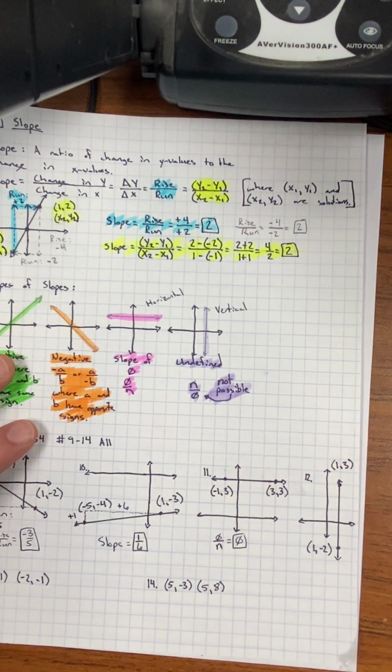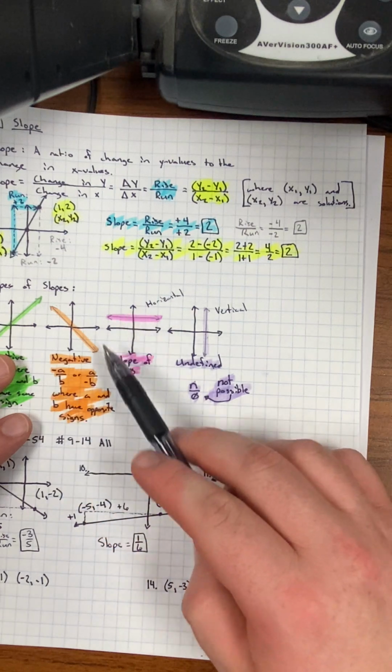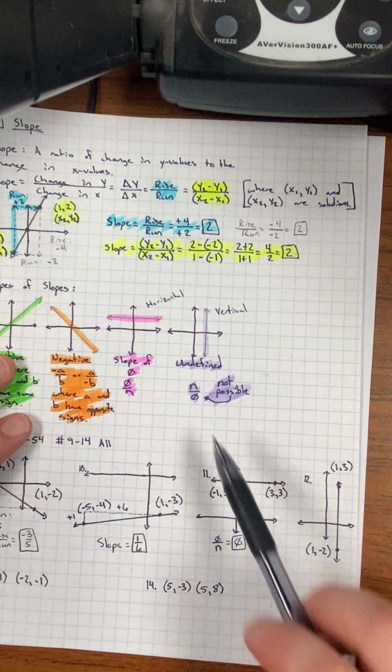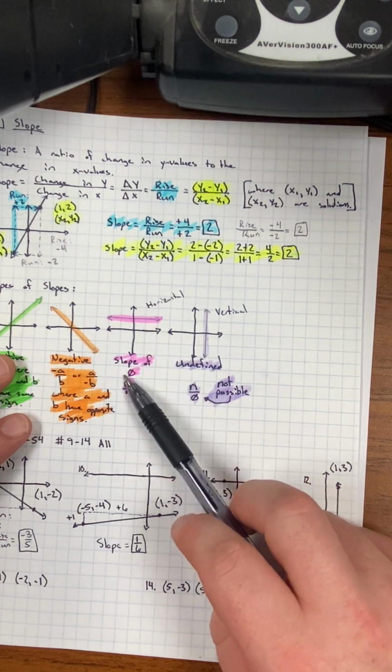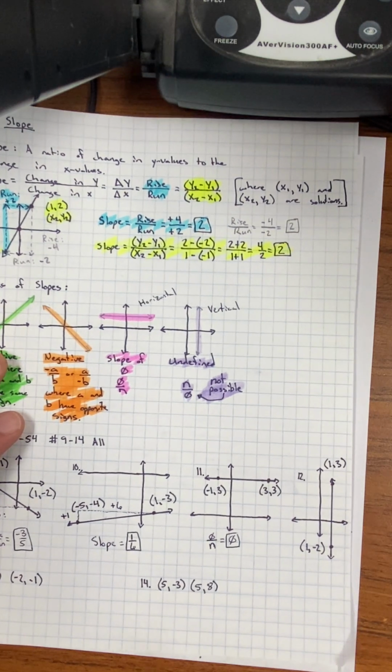Another thing you can notice is that this fits, and this is why we wrote these down earlier, this fits this third graph right here. We have a line that is horizontal. Perfectly horizontal means our slope is 0, okay? If you can recognize that, it saves you a lot of time. Now let's look at 12.